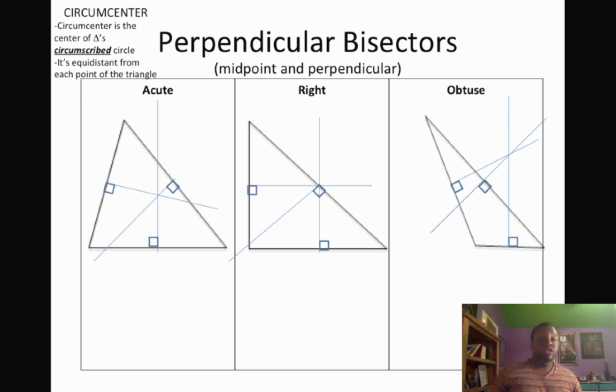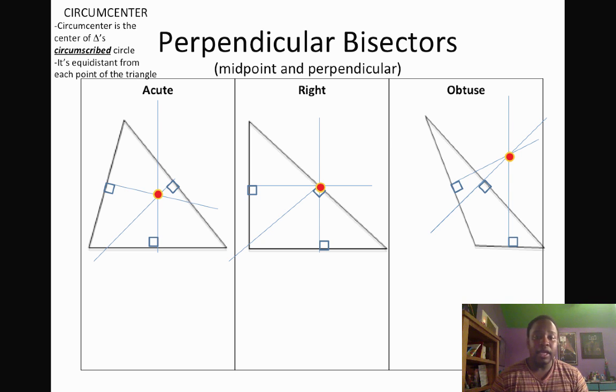Lastly, we have the circumcenter. That's where the perpendicular bisectors meet. With acute triangles, it's the point of concurrency, so it'd be right there. And remember, here are all the points of concurrency. With obtuse triangles, the point of concurrency is always outside. With acute triangles, the point of concurrency is always in the interior. And the circumcenter for right triangles can be inside, on, or outside, depending on the length of the legs.